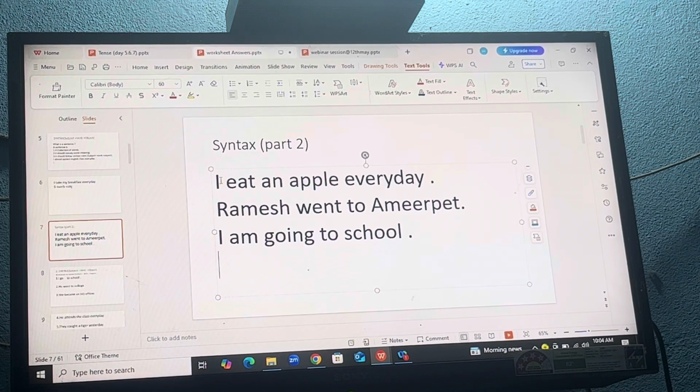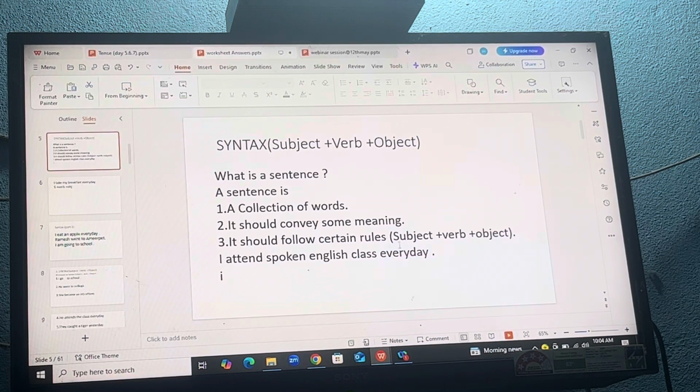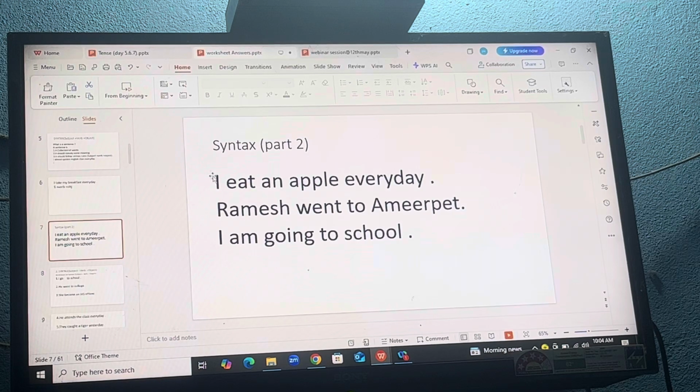Before that, what is the definition of a sentence? A sentence is nothing but a collection of words. It must convey some meaning and it should follow certain rules. So here we go. I eat an apple. Is it right or wrong? Obviously it's right, as it's a collection of words, it's conveying some meaning, and also it is following the rule.